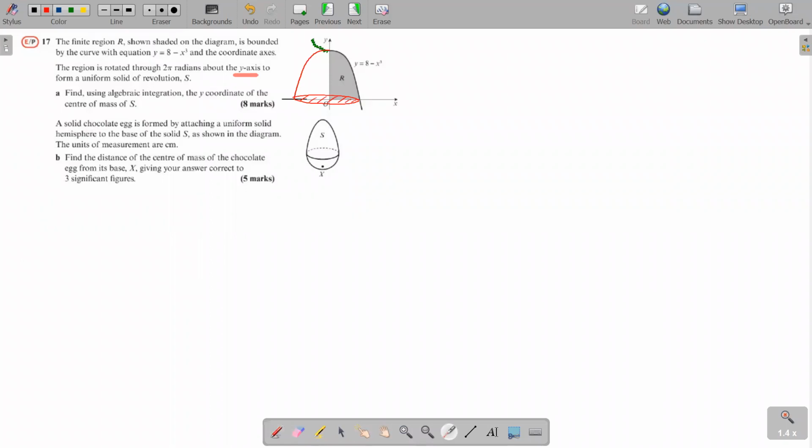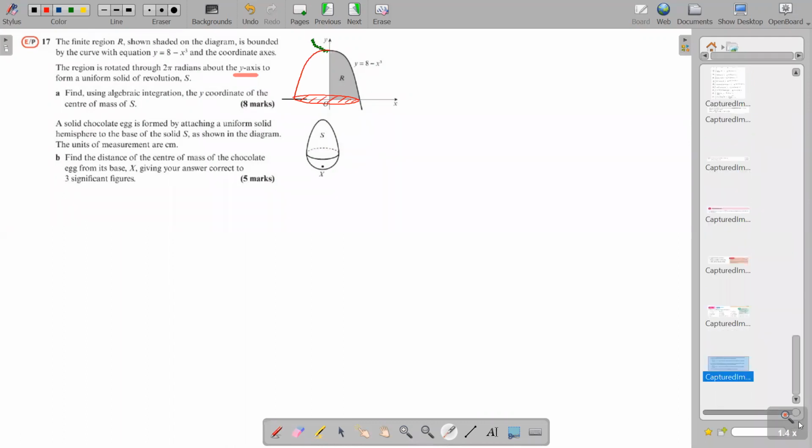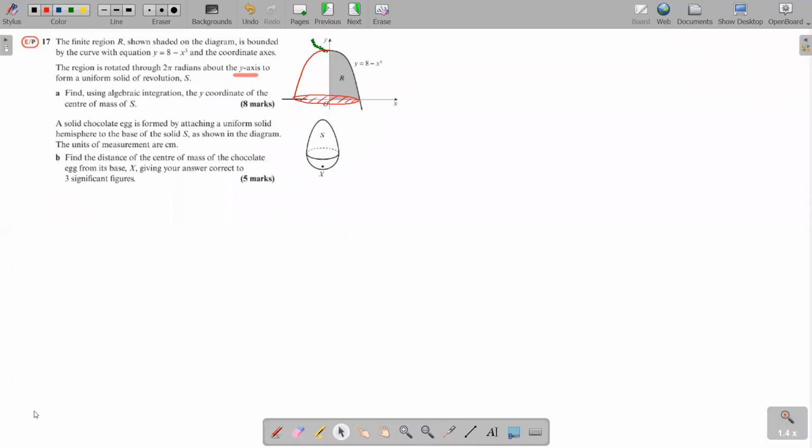Okay. The question here is what? Find using algebraic integration the y coordinate of the center of mass. Clearly, you have the y-axis as a line of symmetry. They are asking you to find the center of mass, the y coordinate. Right, guys? Okay, so let's get it. Let's remind ourselves of the theory.